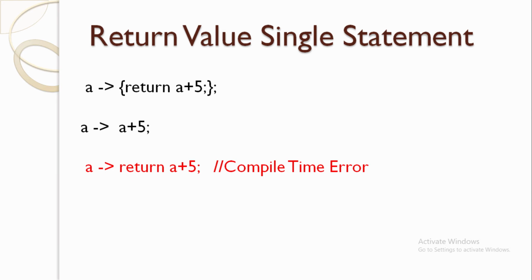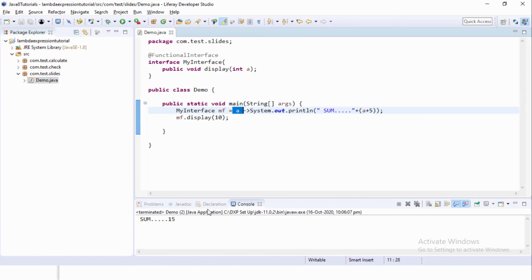But if you remove these parentheses and apply the return in this, like this is the return, then it's a compile time error. And also if you provide the parentheses and don't provide the return, this is also a compile time error. So this is a very important scenario. So let's check how it's applied.